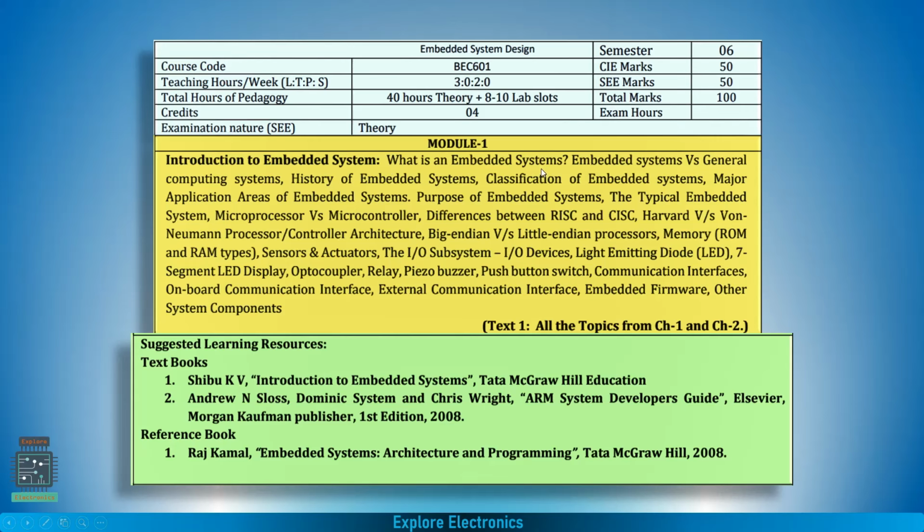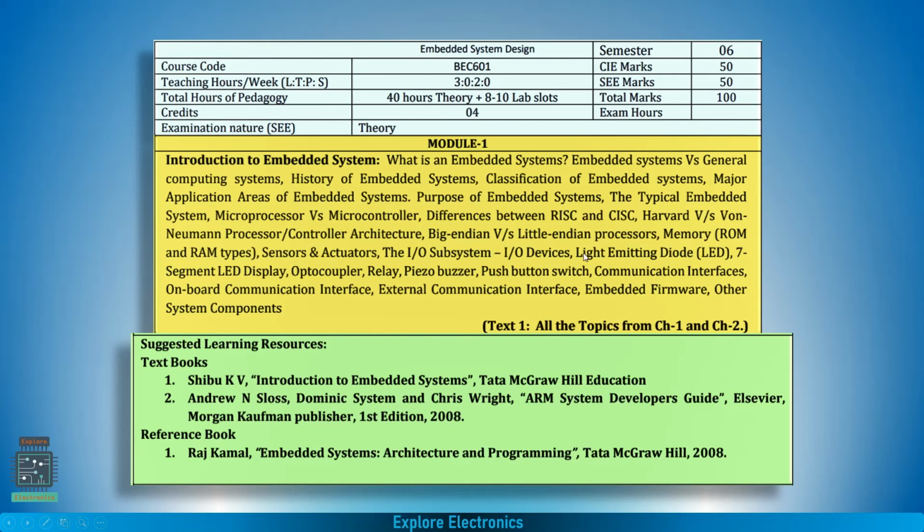is an embedded system, we will be going through the classification, history, and application areas, and also the purpose of embedded systems. And there are some differences here, like microprocessors and microcontrollers, which are the main parts of an embedded system. We need to understand the differences between the types of controllers, that is RISC and CISC, and the types of architectures like Harvard, Von Neumann, and controller architectures, and Big-endian, Little-endian styles of writing data into the processor, and memory subsystems. Then sensors and actuators are connected with the processors to process the data.